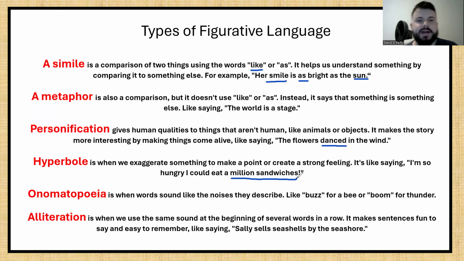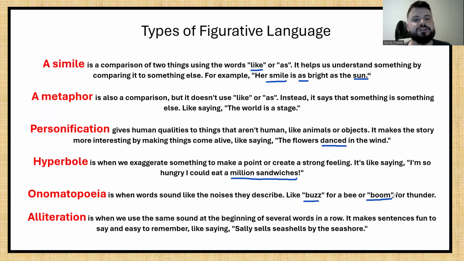Then we've got onomatopoeia, and this is when words sound like the noises they describe, like buzz for a bee or boom for thunder. So if you look at the word buzz and boom, both of those words are the same sounds as the words that they're talking about. Okay, that can be a bit tricky to understand. So if you are struggling with that one, just wait for some more examples in a minute.